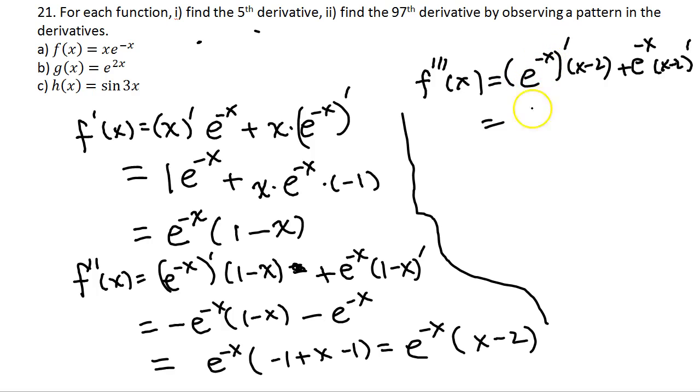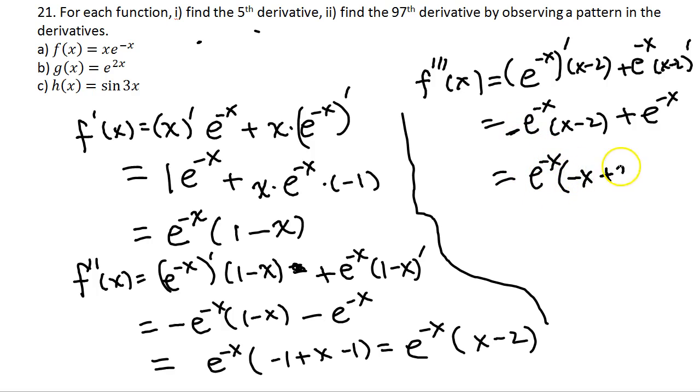Negative e to the negative x, by the chain rule, will have this minus attached. And this differentiates to 1. So you end up with, if you factor the e to the negative x out, then negative x plus 2 plus 1. So you end up with e to the negative x, negative x plus 3. Okay, so we have the 3 derivatives.